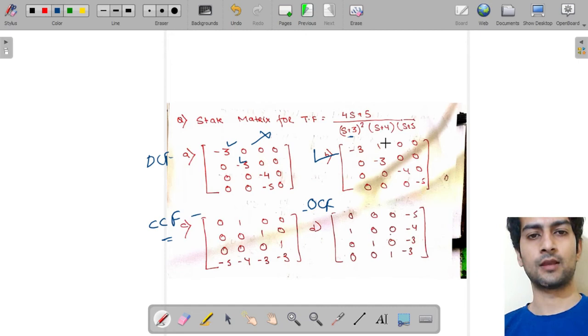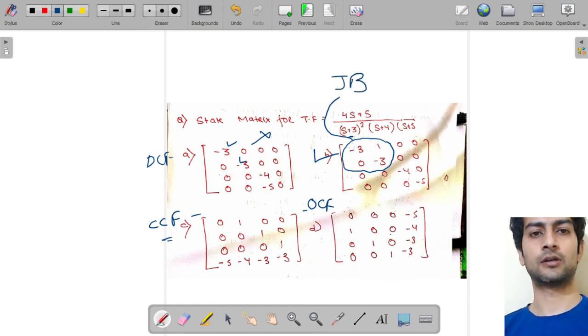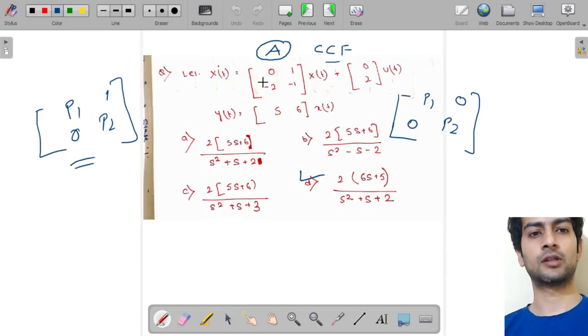See, this is the Jordan block. This is the Jordan block. This is the Jordan block. So students, I hope that now you are comfortable with how to convert a transfer function into a state model, how to convert a differential equation into a state model, and how to find the transfer function from a state model. This question is also very important.